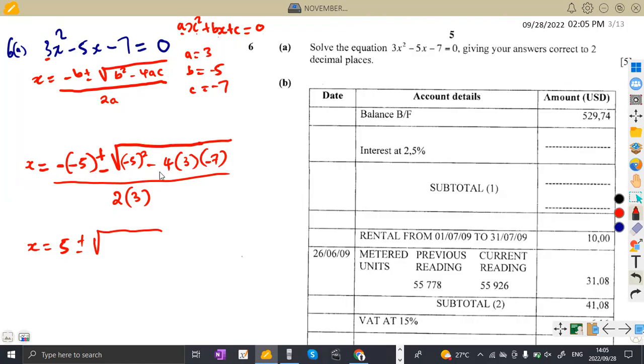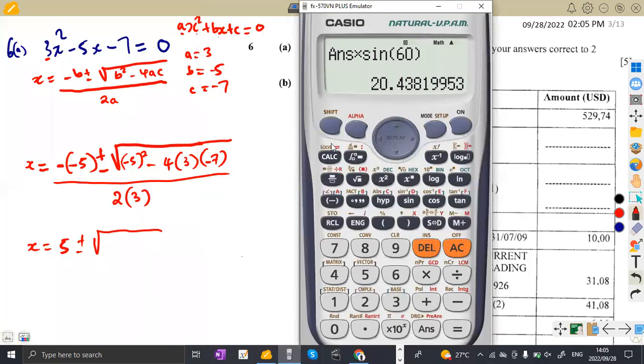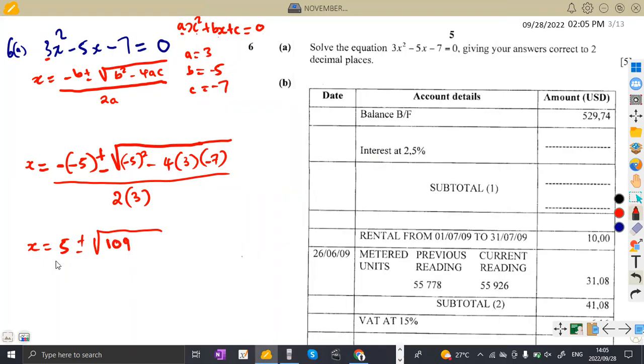So what I want you to do is to simplify this part under the square root only, without the square root, but the part under the square root. So we're just going to simplify this part, -5 squared. So open bracket, put a minus, -5 squared minus 4 times 3 times -7, like this. So you're going to obtain 109, everything over 2 times 3, which is 6.